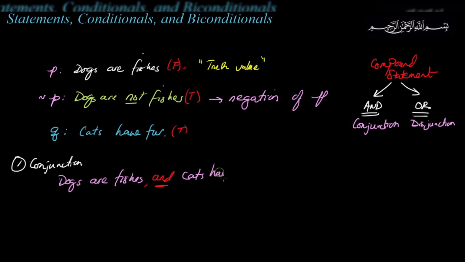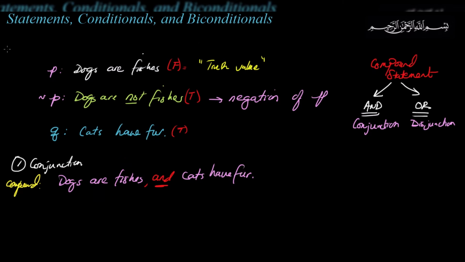Cats have fur. Okay. Now, for a conjunction statement, that's a statement that's combined together with the word and, both of these have to be true for the compound statement to be true. So this is the compound statement. For it to be true, this has to be true and this has to be true. But since this is false, the truth value of the compound statement will be false.